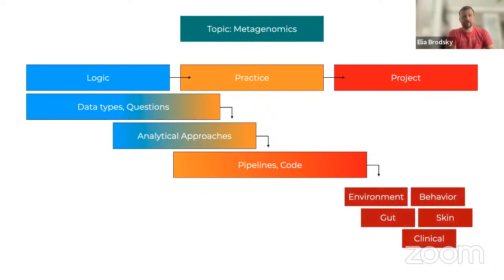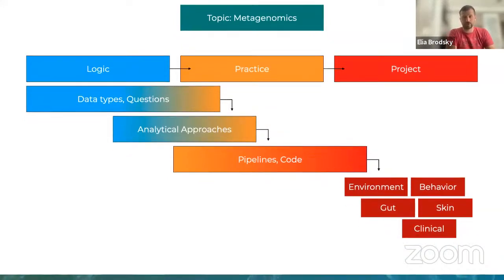And so those pipelines provide us with the outcomes that we can then try to interpret the composition of the microbiome in the environment. How can the environmental or the gut microbiome be associated with behavior? Can we look at the gut microbiome, the skin microbiome? Can we identify associations with clinical factors, etc.? So leading from the very basic understanding of the logic all the way to the application where you can start analyzing specific data sets and ask these important questions.